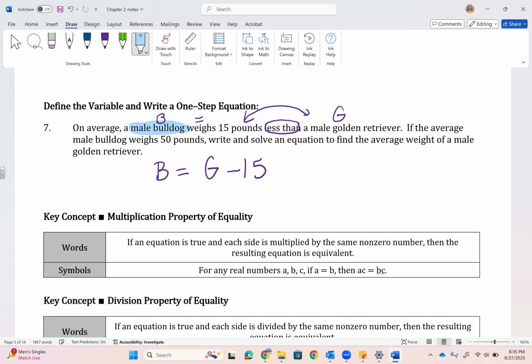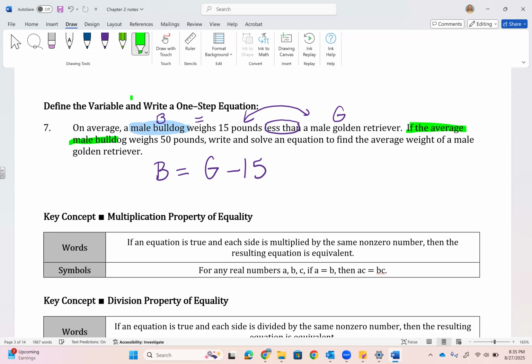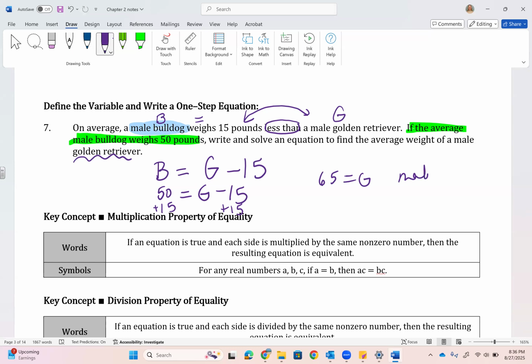And you're like, well, that is exciting. They tell us that the average male bulldog weighs 50 pounds. So how can that help us? We know this is 50. We want to find the weight of a golden retriever, so we're going to solve this for G. To get G by itself, we're going to add 15 to both sides because it is actually subtracted. So you get 65 equals G. So a golden retriever is 65 pounds.